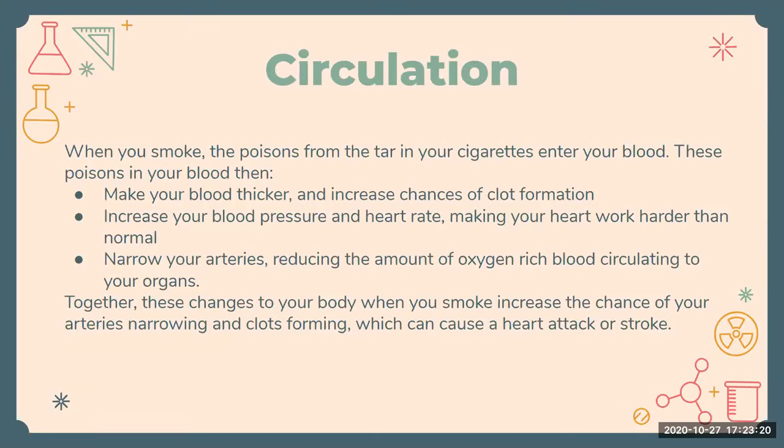The circulation. When you smoke, the poisons from the tar in your cigarettes enter your blood. These poisons in your blood then make your blood thicker and increase chances of clot formation, can increase your blood pressure and heart rate, making your heart work harder than normal, and narrow your arteries, reducing the amount of oxygen-rich blood circulating to your organs. Together, these changes to your body when you smoke increase the chance of your arteries narrowing and clots forming, which can cause a heart attack or stroke.